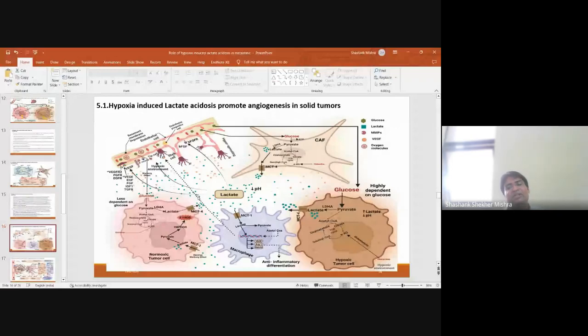But at the same time, they are also releasing some cytokines or growth factors which directly or indirectly circulate through the interstitial fluid, bind on the endothelial cells of nearby blood vessels, and initiate the process of angiogenesis, meaning formation of new blood vessels. Once the new blood vessel has started, slowly these hypoxic cancer cells start getting oxygen and nutrients. So this is also done by the lactate.